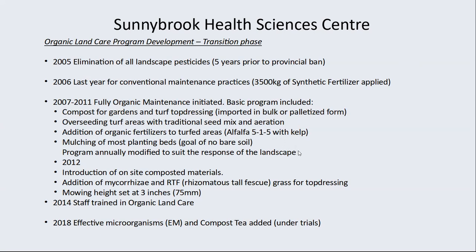All landscape materials that were taken off-site ended up being composted. They used RTF grass, any area that needed to be top dressed, rhizomatous tall fescue, very deep rooting. Works well here in Ontario. I don't know about out west, but very, very beneficial. High mowing height, which is probably the number one thing when I speak to anybody about if they actually care about their turf and their trees.